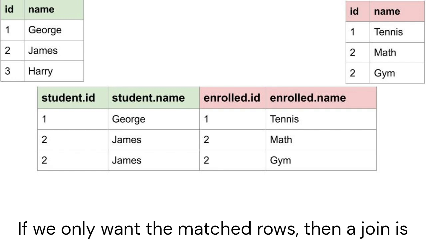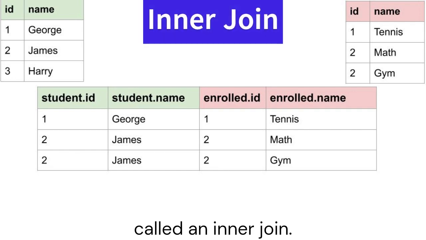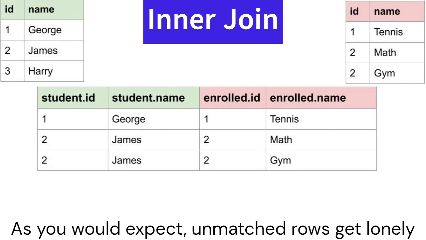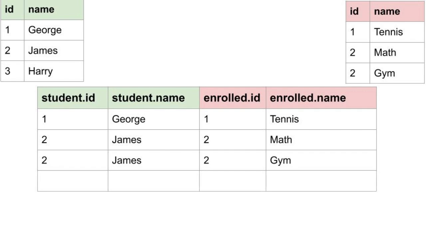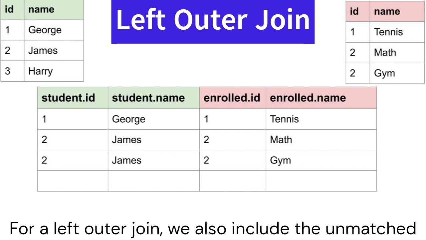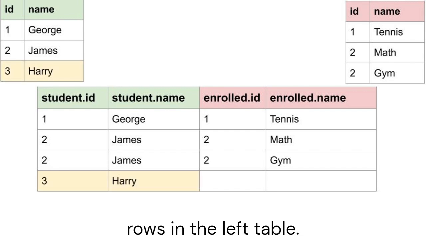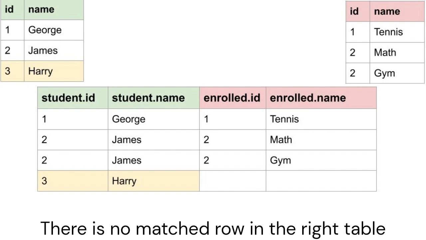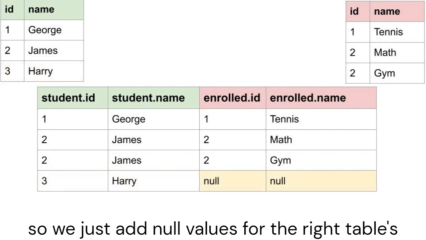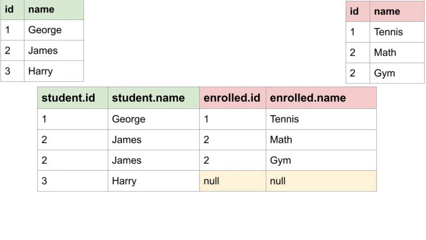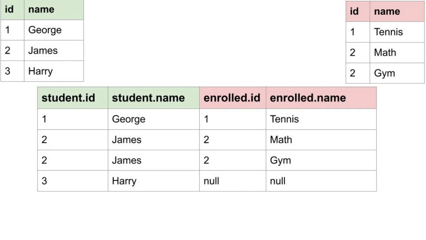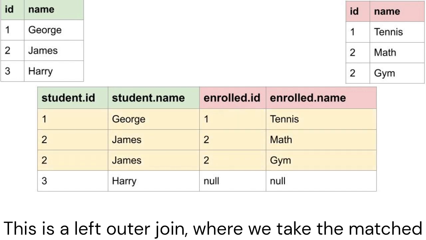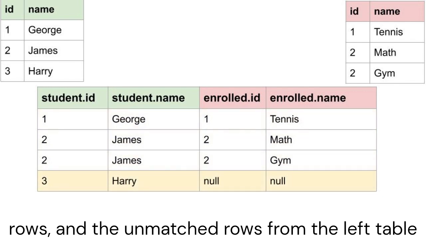If we only want the matched rows, then a join is called an inner join. As you would expect, unmatched rows get lonely, so we use outer joins to include unmatched rows. For a left outer join, we also include the unmatched rows in the left table. There is no matched row in the right table, so we just add null values for the right table's attribute values. A null value is just something we use when there is no data value or the data value is missing. This is a left outer join, where we take the matched rows and the unmatched rows from the left table.